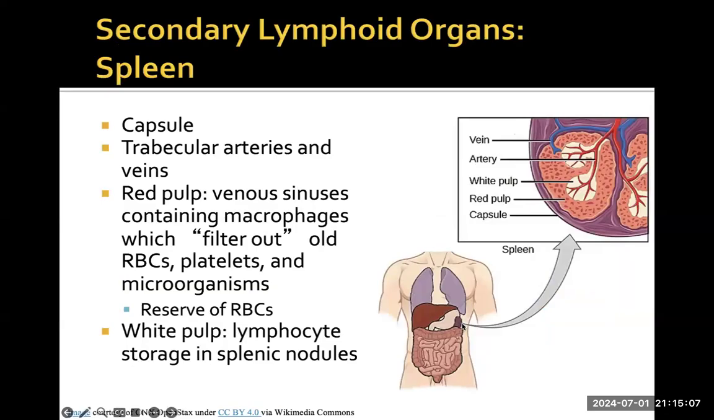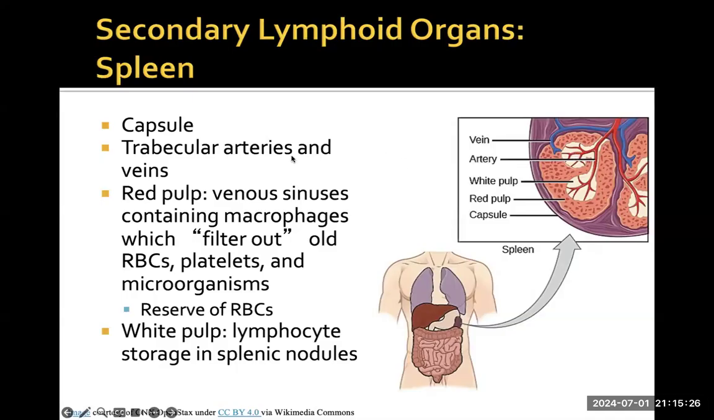Okay, so the spleen. So this is the spleen right here. It sits inferior to the stomach. The capsule portion is the outside part for protection. And then you have trabecular arteries and veins. The veins are going to make this trabecular network, which looks really, really web-like.